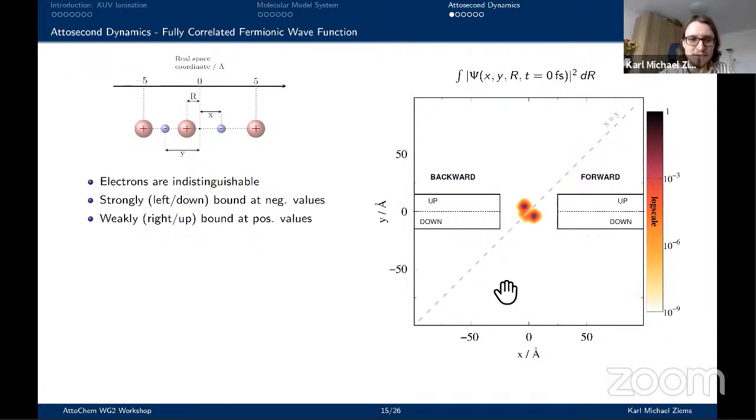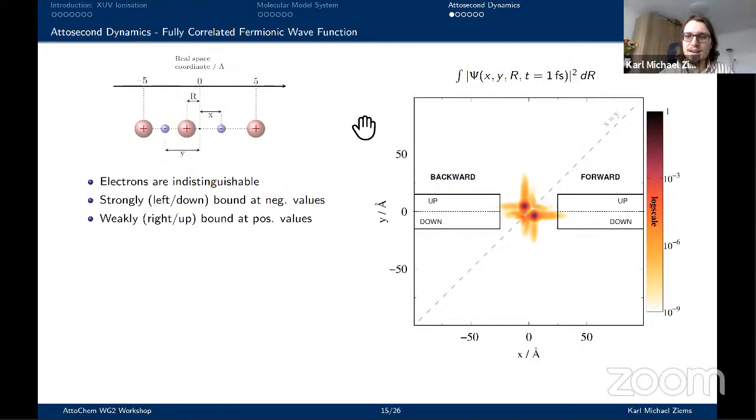And here we see what's already been mentioned quite a few times in the recent talks, that electrons are indistinguishable. So we see that the X electron can be at negative values, meaning on the left-hand side of our molecule, and the Y electron at the same time on the right-hand side. But also vice versa, X can be at positive values on the right-hand side, while Y is at negative values on the left-hand side. It just shows us the indistinguishability of electrons.